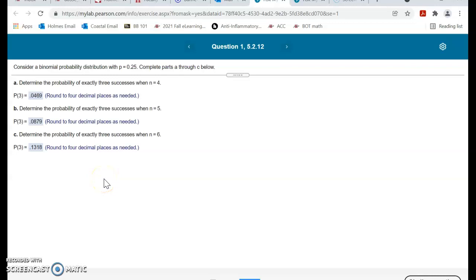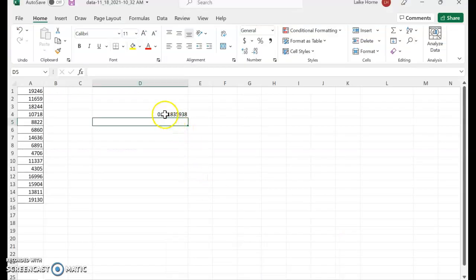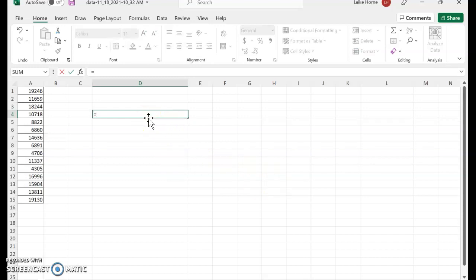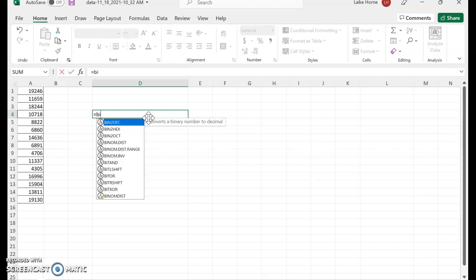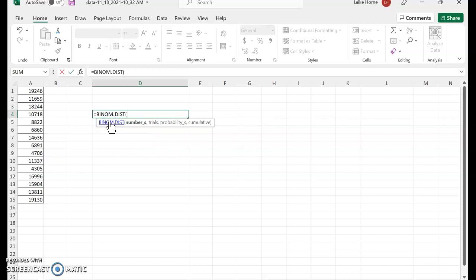Okay, so here we're looking at binomial distribution, and P is 0.25, and for the first one we want to know the probability of exactly 3 successes when n is 4. So let's look at Excel. Since I know you're pretty familiar with Excel, you can use the formula or you can just use Excel for this.